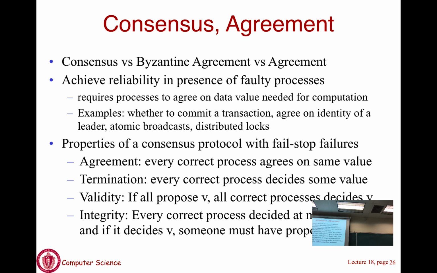Integrity is related to agreement, saying you at most agree on one value, and somebody should have actually computed that value. So these are all properties, just as you have ACID properties for transactions, for consensus protocols. You want to have agreement property, termination, validity, integrity, and so on. We are really going to focus on the first one, but the others are kind of in the mix when we talk about Paxos and so on. Any questions on this?